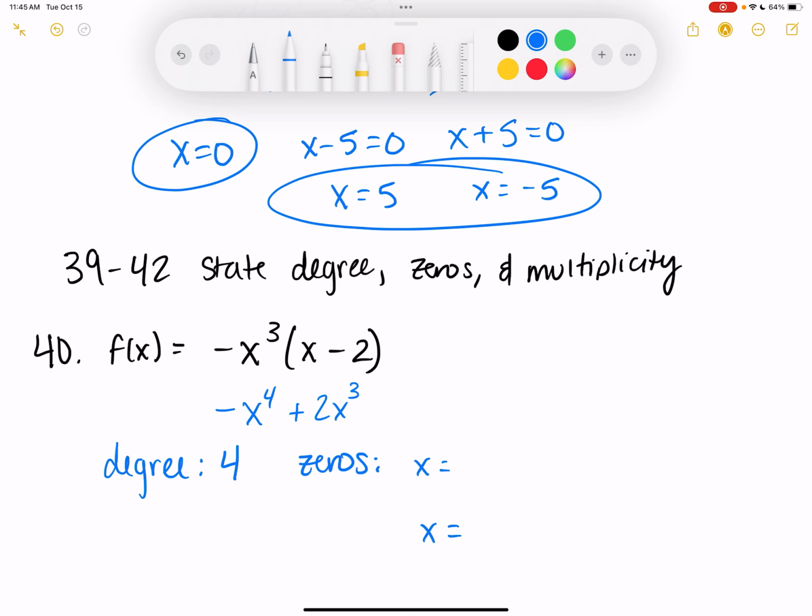X equals 2, negative 2. Wait. It's already factored here, so just set each piece equal to 0. So negative x cubed equals 0 and x minus 2 equals 0. So what are my zeros? X equals 2 and x equals 0.